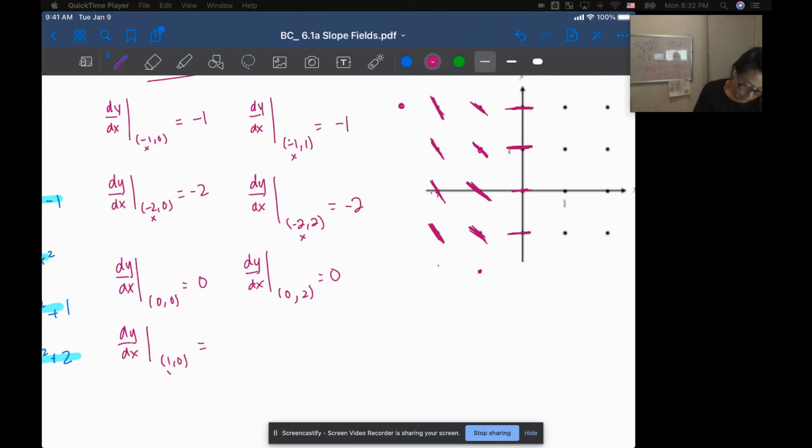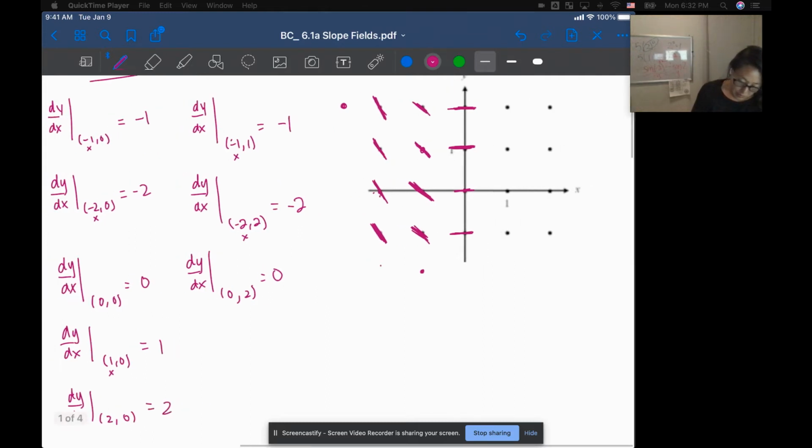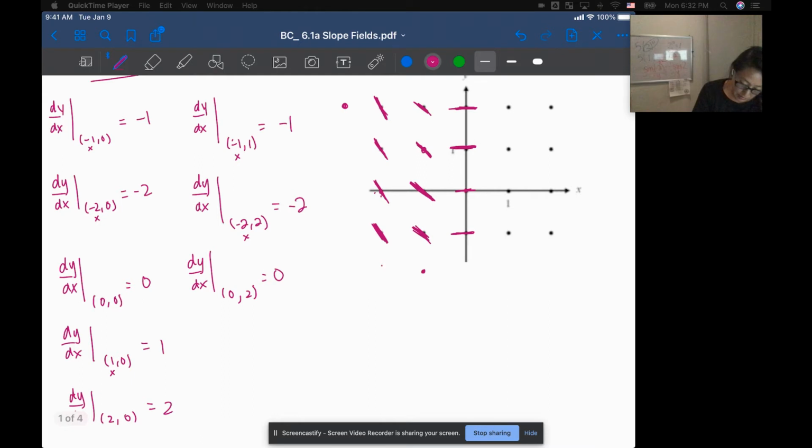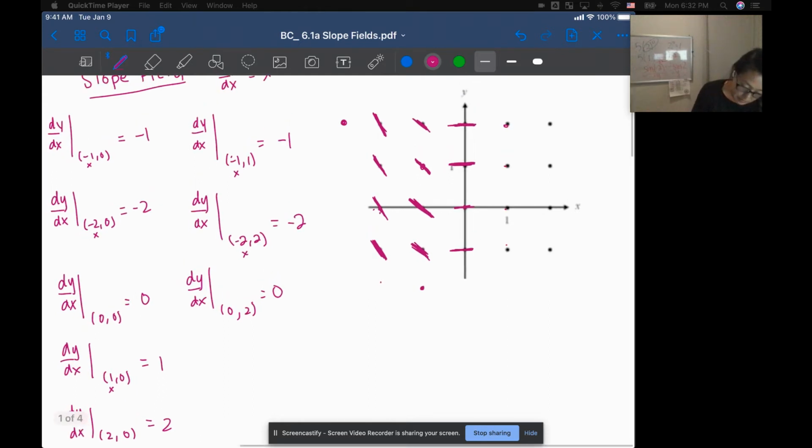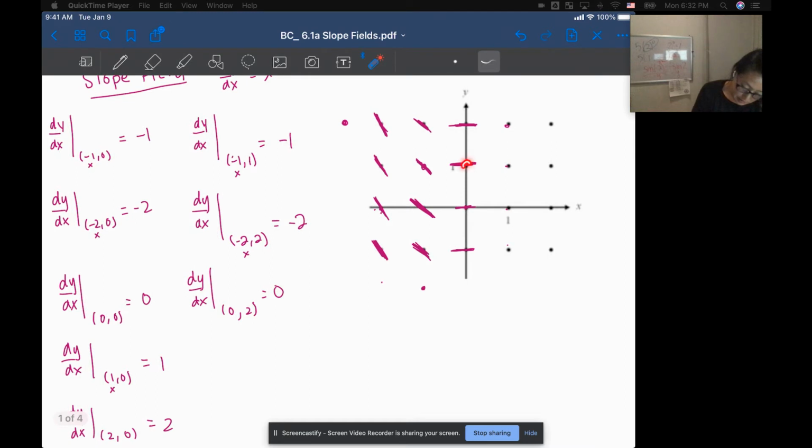So anything with an x equal to 1 is going to have a slope of 1. And anything evaluated with a 2 in the x is going to have a slope of 2. So all of my points with an x value of 1 are going to have a slope of 1. So I just connect between the two. I just imagine where the line is going to connect and draw in the slope.